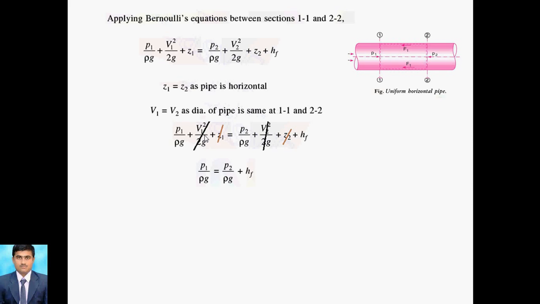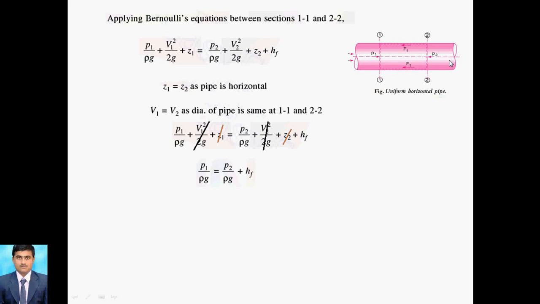So again I repeat: Bernoulli's equation we apply for sections 1 and 2. We have only added the term plus HF to nullify the effect of the losses. That's why I can add HF. HF means head loss due to friction.